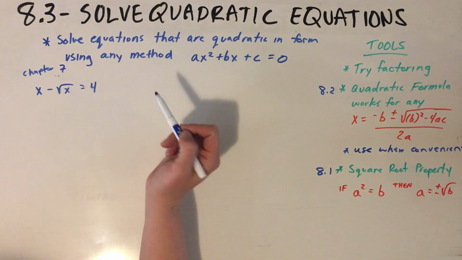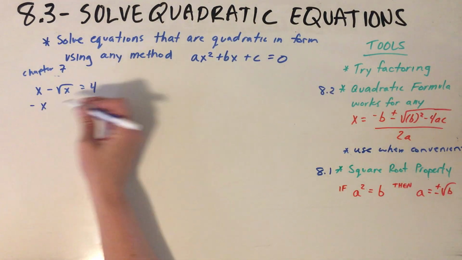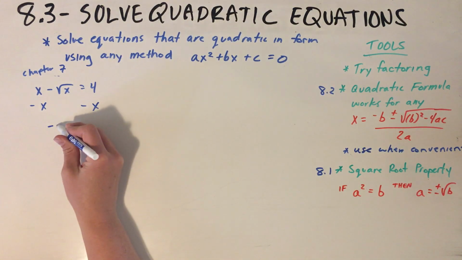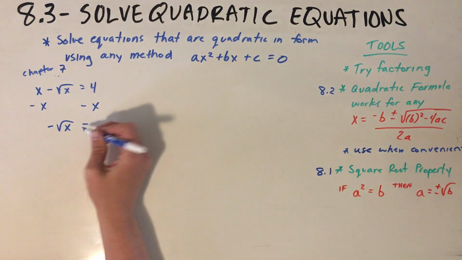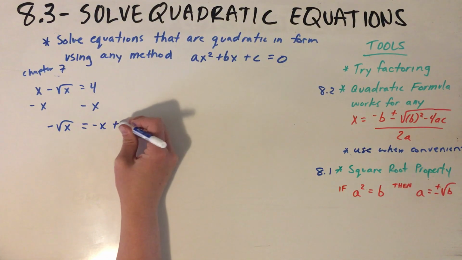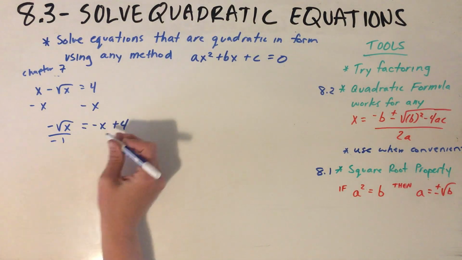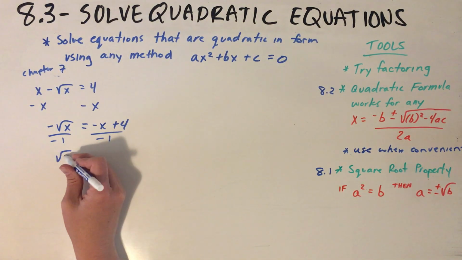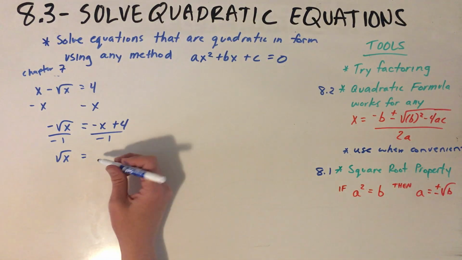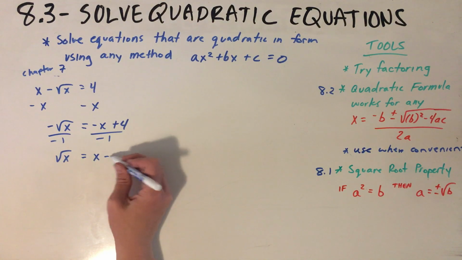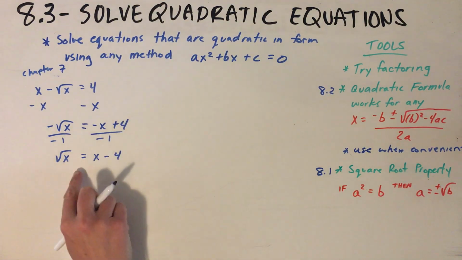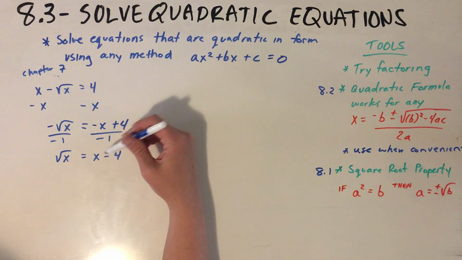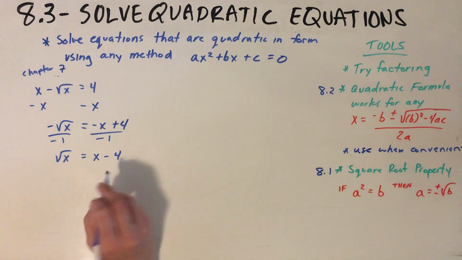Here we want to isolate the radical term, so I'm going to subtract x from both sides. I will get that negative square root of x is equal to negative x plus 4. I want to get rid of that negative, so I'm going to divide both sides of the equation by -1. That'll give me the square root of x is equal to x minus 4. A negative divided by a negative is a positive, so this -1 right here just changes both of these signs.